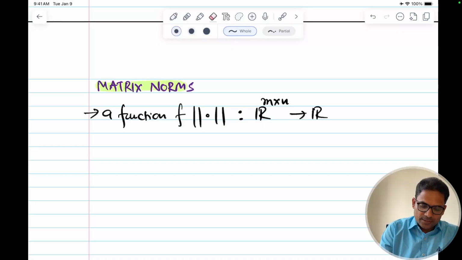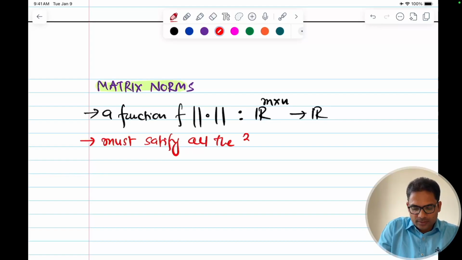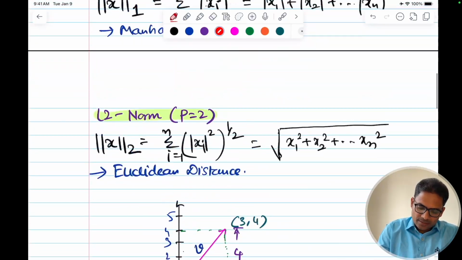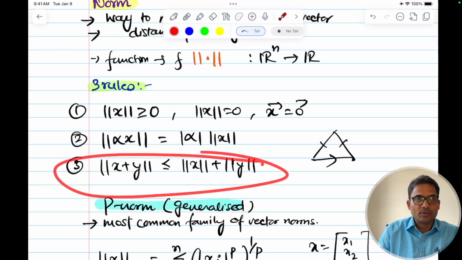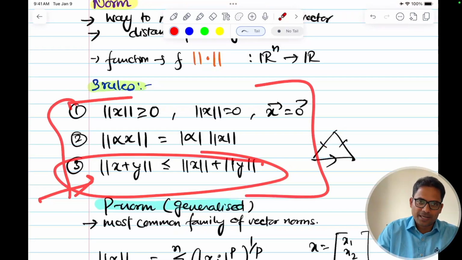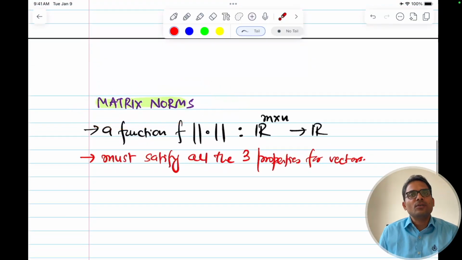And it must satisfy all the three properties that we discussed above for vectors. That means it cannot be negative, and the scaling factor: if I scale all the entries by alpha, then the norm will scale by alpha, and the triangle inequality. Any kind of norm should follow all these rules, so even the matrix norm will follow these rules.